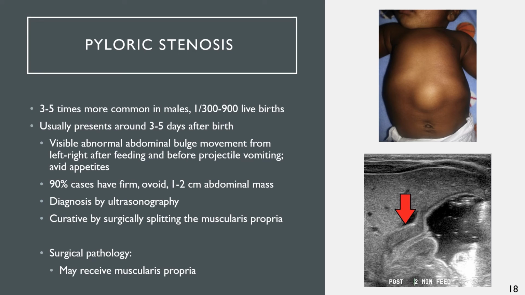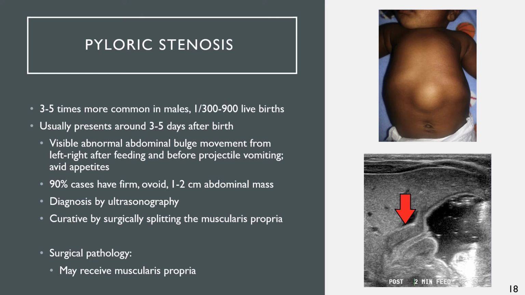Interestingly enough, there is an increased risk in twins, patients with Turner syndrome and trisomy 18, and erythromycin or azithromycin exposure. That mechanism is still not understood, so further research into that would be cool to see. There's a visible abnormal abdominal bulge that moves from left to right after feeding and right before projectile vomiting. And the top image shows an infant with pyloric stenosis and that abdominal mass.